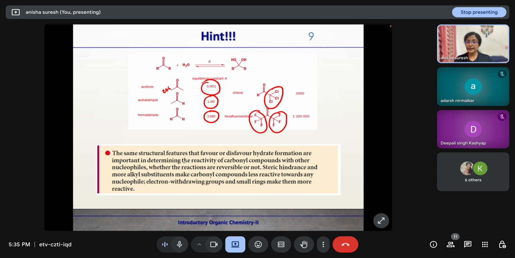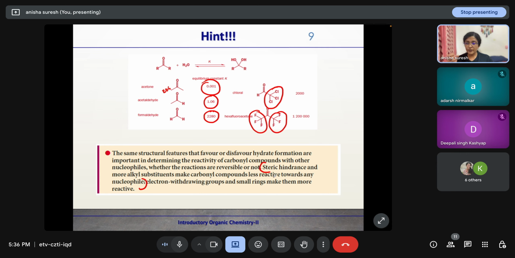So we have to consider the structural features. The same structural features that favor or disfavor hydrate formation are important in determining the reactivity of carbonyl compounds with other nucleophiles, whether the reactions are reversible or not. Steric hindrance and more alkyl substituents make carbonyl compounds less reactive towards any nucleophile. So this is the factor that is making acetone less reactive, and the K value is coming less than 1. Electron withdrawing groups and small rings make them more reactive.